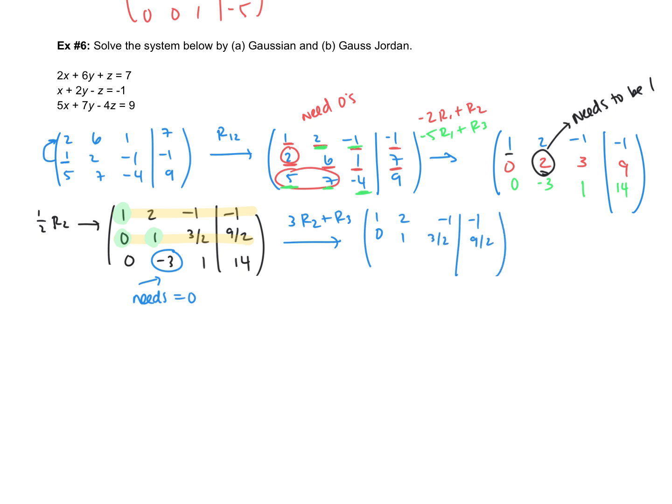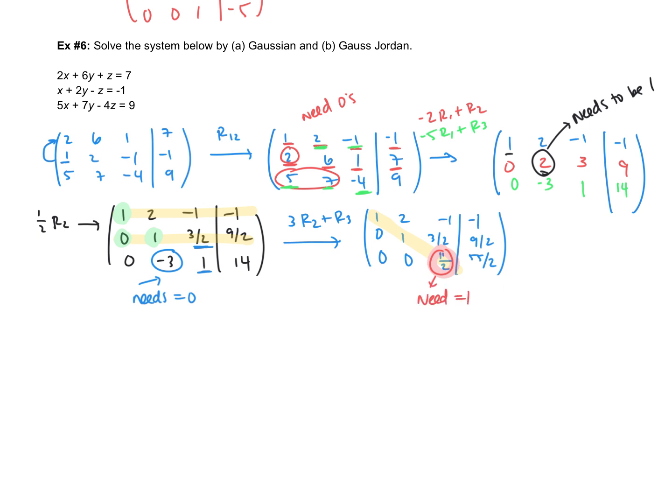Now, if I multiply my second row by 3 and add it to my third, I'm going to get 0, 0. I'm multiplying it by 3, adding it to 1, so I get 11 over 2. And then I end up with 55 over 2 here. Okay, so we're almost done. Remember, we want 1s on the diagonal, which we don't have, so the last thing we need is to handle this 11 over 2. We need that to be a 1.